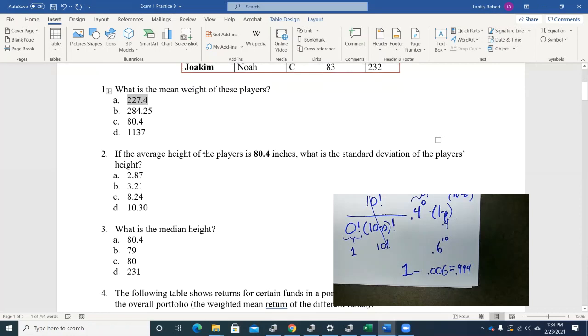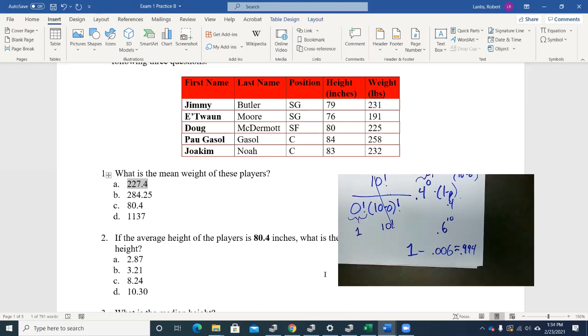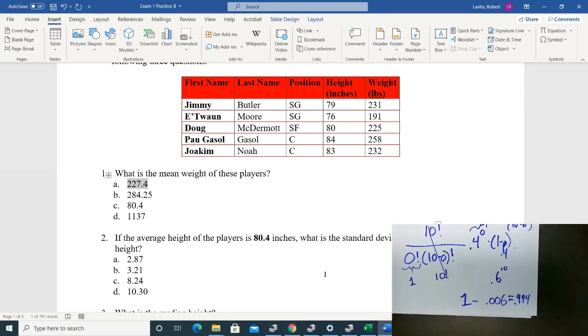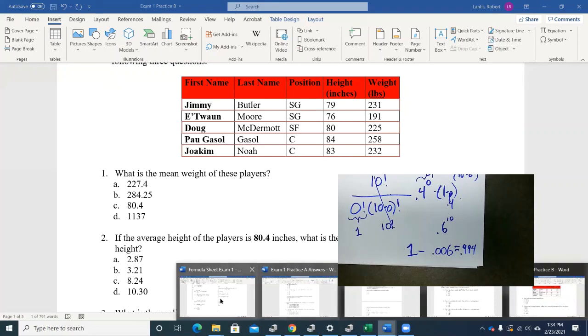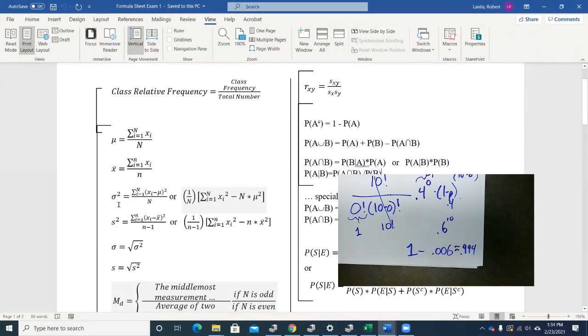Okay? So here's one, and I probably won't completely write this out. It's very similar to what we did with the discrete random variable variance, except we don't have to multiply by the probability. I'll give you an assumed true mean. So let's say the average height is 80.4. I go to my formula sheet. If I want to find the standard deviation, that's going to be all the way back up here. Here I've got my variances and my standard deviations.